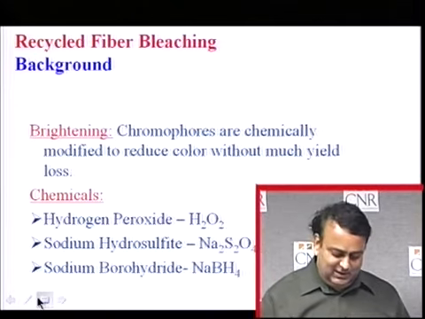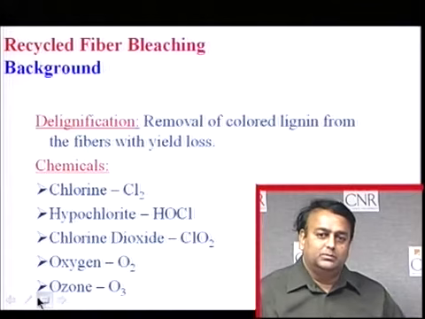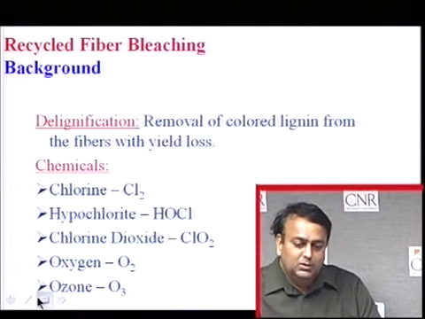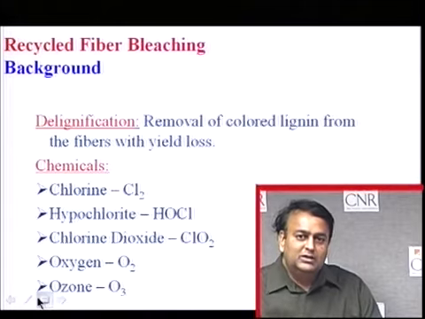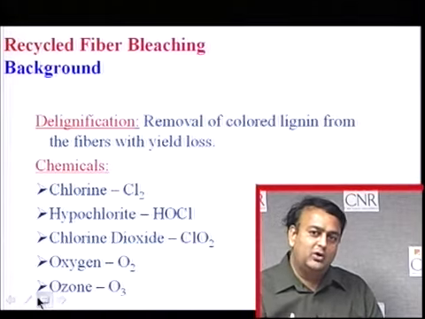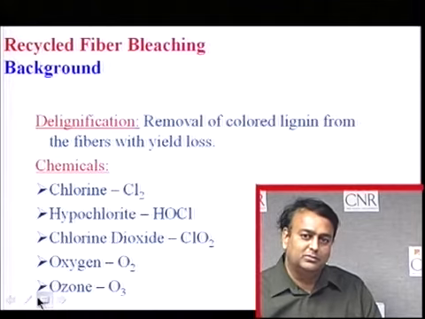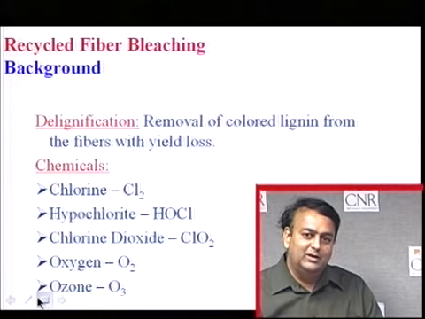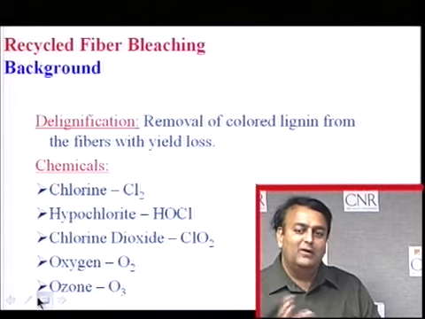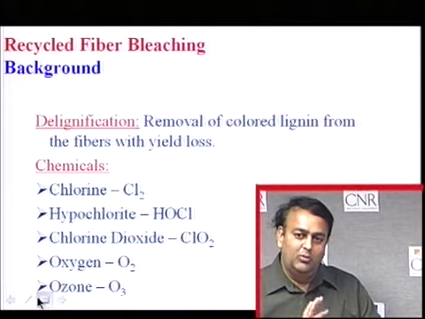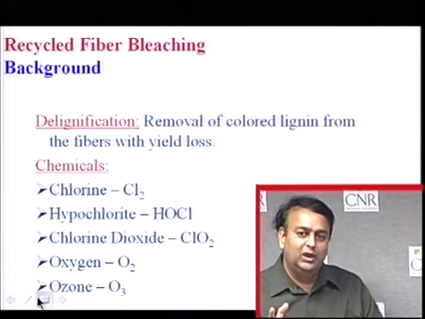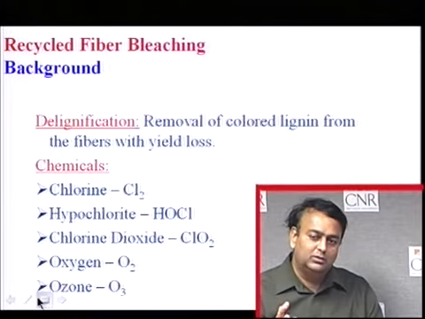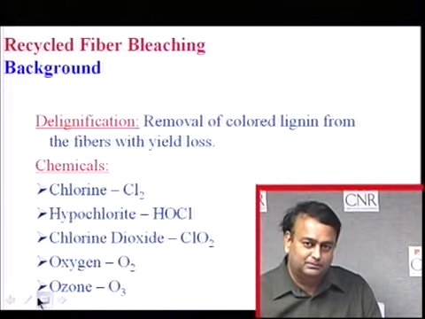The next one, let's take a look at delignification. This pertains to chemical pulp bleaching. What we are doing here is attacking the residual lignin that comes out of the pulp after the digestion process with caustic, using oxidative chemicals for the removal of lignin. Here we are removing the lignin, and we are going to lose some yield. So the removal of colored lignin from fiber with yield loss is called a delignification process.